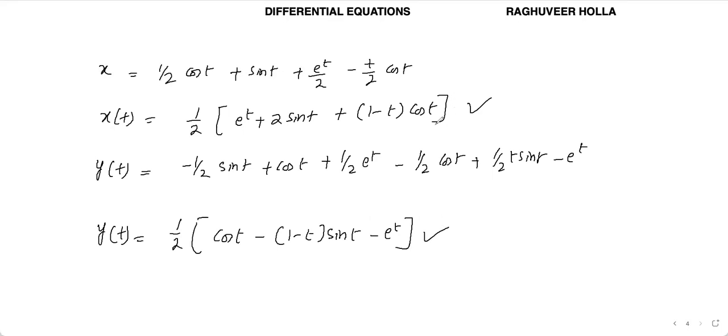Now we'll see by using the Laplace transform. So let us rewrite the question which we had: x dash plus y is equal to sin t, and x dash minus y is equal to e to the power of t. Right, so hold on.